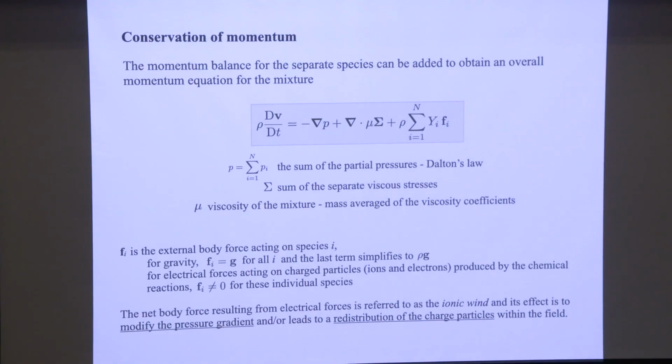The other thing to point out is that the viscosity mu is going to be some kind of average viscosity, or it's going to be a viscosity of the mixture. And in the literature, there are different versions of computing them and so on. I will not get into this.